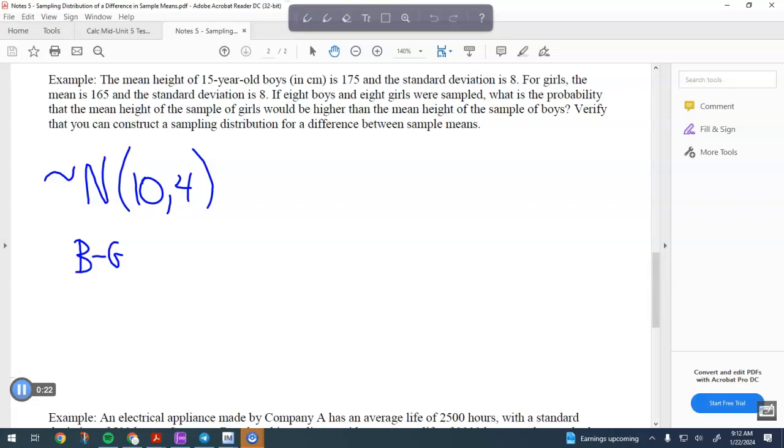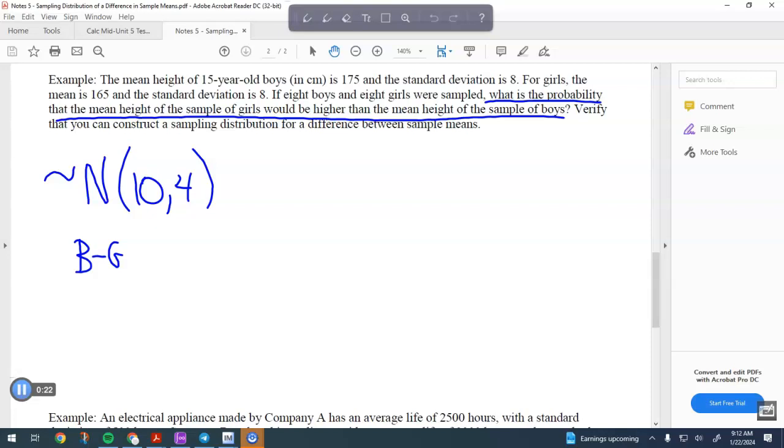So the question asks, what's the probability that the mean height of the girls will be higher than the mean height of the boys? So first of all, is that more likely than 50% or less? It's less because the girls' height averages are shorter. So if you get an answer that's higher than 50%, that should be a little signal that, wait, I might have done something backwards. Let me go double check.